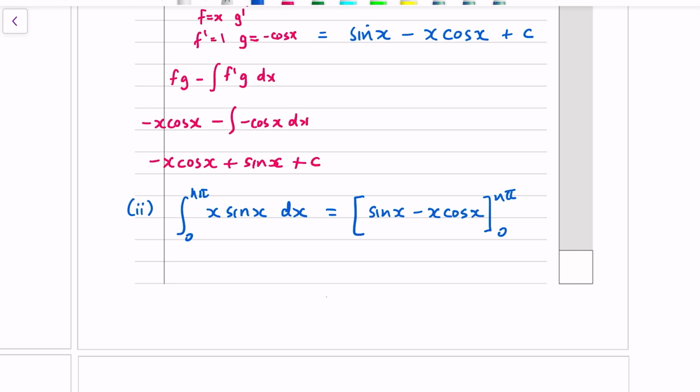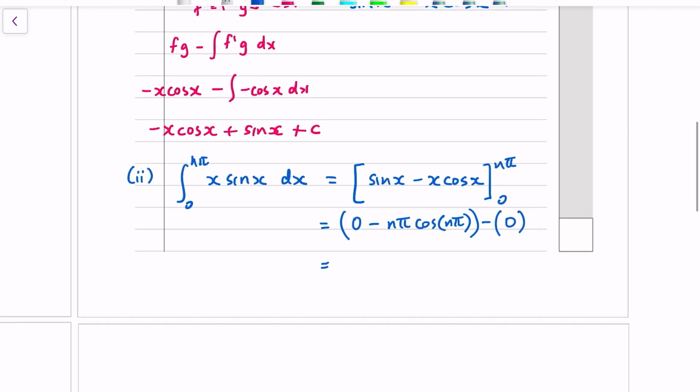Cosine of n pi alternates. So when we sub in n pi into the expression, we get 0 minus n pi times cosine of n pi. Then we sub in 0, sine of 0 is 0, and the other term is also 0. So we end up getting minus n pi times cosine of n pi.